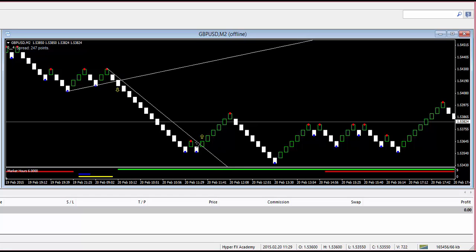Our second trade was this up break here at this point. You can see that this Renko brick closed past this trend line at this point, so that signals our second entry for the day, and that was a 5, 10, 15, 20, 25 pip move.